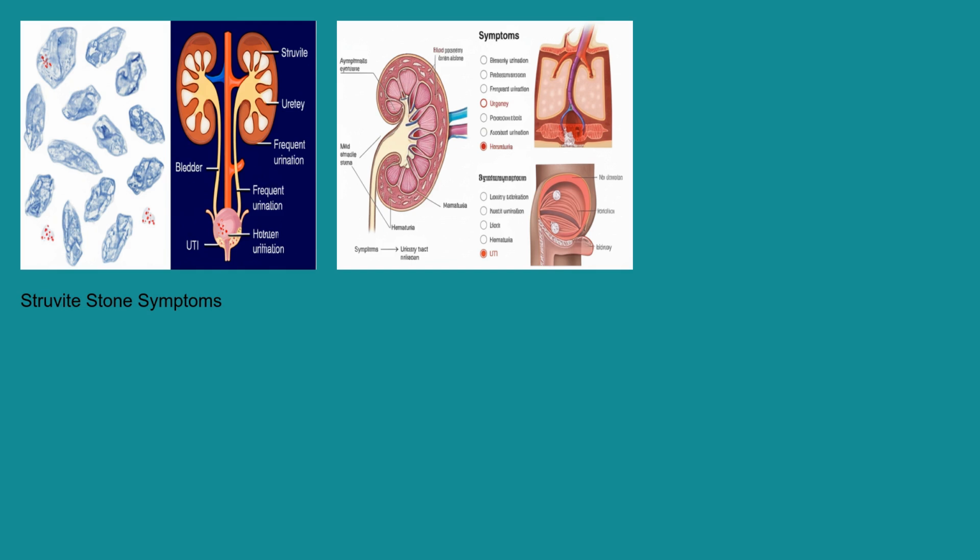Many people might not even know they have a stone until it starts causing problems. Common symptoms include flank pain, which is pain in the side or back, often radiating down towards the groin. You might also experience dysuria or painful urination, frequent urination, urgency to urinate, and hematuria, which is blood in the urine. A urinary tract infection indicated by fever, chills, and cloudy or foul-smelling urine is a telltale sign that a struvite stone is likely present.